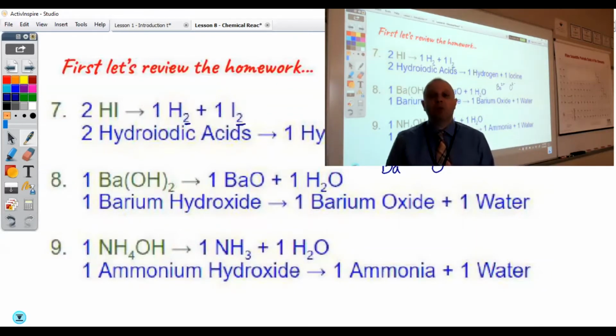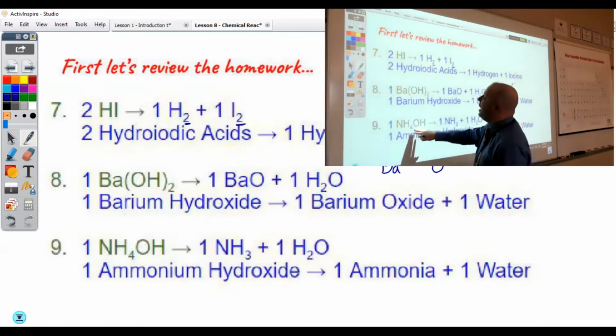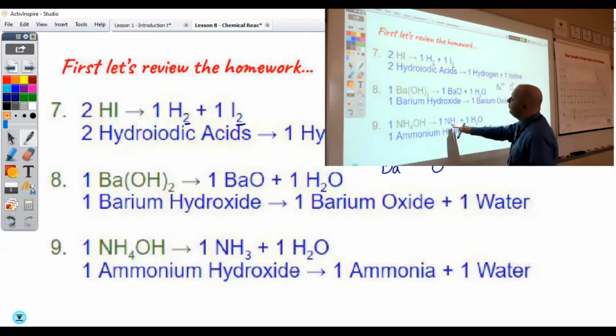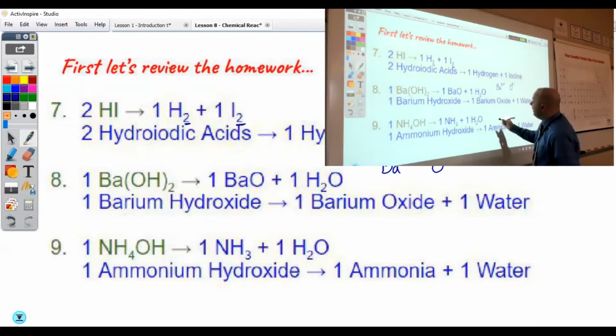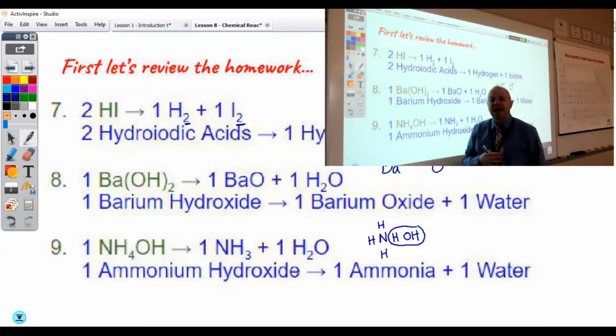However, this is something that we're going to learn about. So in this case, we have ammonium hydroxide. Ammonium hydroxide, when it decomposes, breaks down into ammonia and water. So if I were to draw a picture of what this looks like, we have NH4OH. So you can kind of see how the water is right here, and then the remaining part, the ammonia, is what is left behind after that water separates from it.